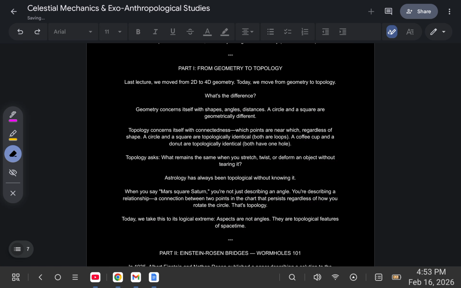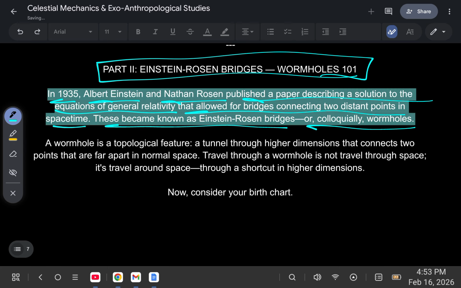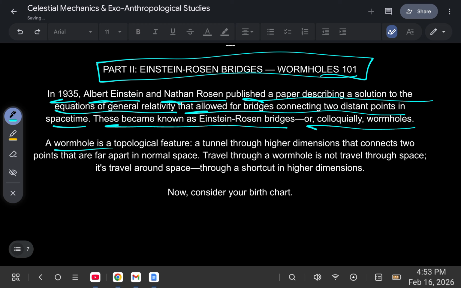Let's go through Einstein-Rosen bridges, wormholes 101. So in 1935, Albert Einstein and Nathan Rosen published a paper describing a solution to the equations of general relativity that allowed for bridges connecting 2 distant points in spacetime. These became known as Einstein-Rosen bridges, or colloquially, wormholes. A wormhole is a topological feature, a tunnel through higher dimensions that connects 2 points that are far apart in normal space. Travel through a wormhole is not travel through space, it's travel around space through a shortcut in higher dimensions.